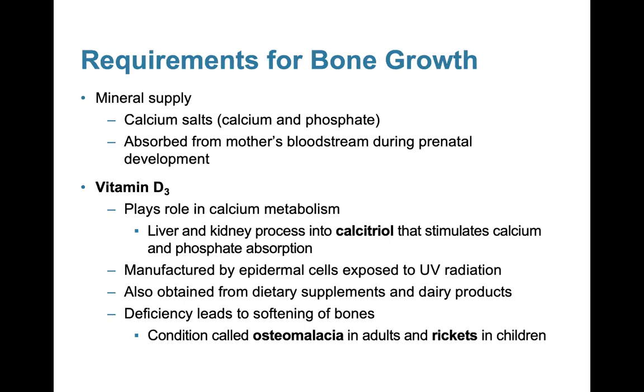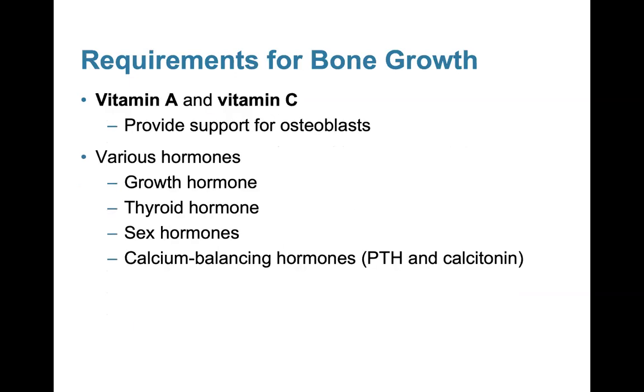Deficiency in vitamin D3 leads to softening of bones, a condition called osteomalacia in adults and rickets in children. We really don't see this in the United States anymore, as this is something that's picked up by pediatricians, and most children are meeting the minimum requirements for vitamins.